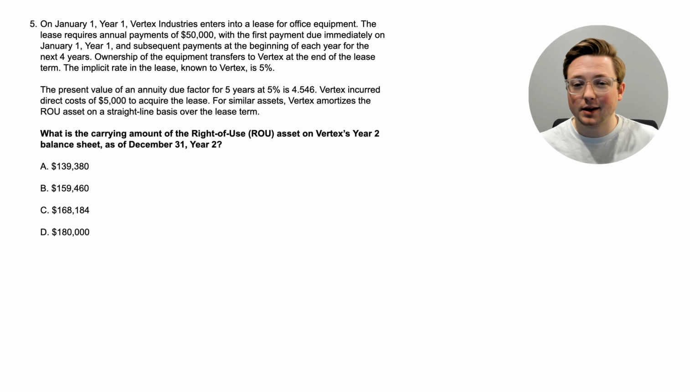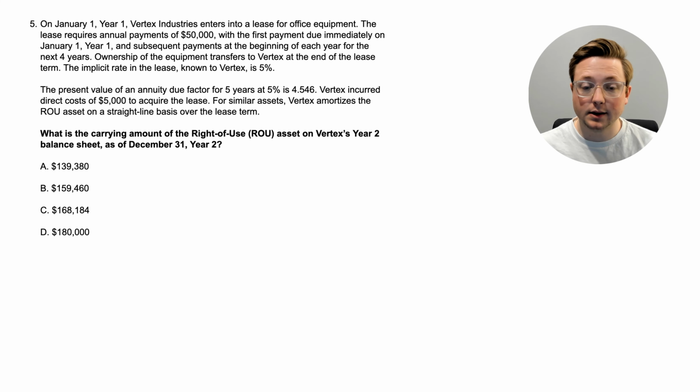And by the way, you may be thinking, why is this always due at the beginning of the lease? This seems to be pretty frequent. It's not always going to be due at the very beginning of the lease, but a lot of times it really is. So let's keep going. And subsequent payments at the beginning of each year for the next 4 years. Ownership of the equipment transfers to Vertex at the end of the lease term.